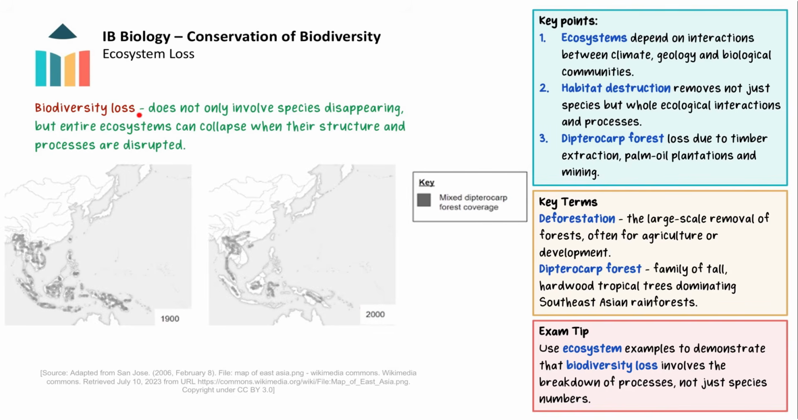Biodiversity loss does not only involve species disappearing. Entire ecosystems can collapse when their structure and processes are disrupted. A major example is the widespread destruction of mixed dipterocarp forests in Southeast Asia. These forests are among the most biodiverse terrestrial ecosystems, yet they are rapidly being cleared for timber extraction, palm oil plantations, and mining. It is important to note that ecosystems depend on interactions between climate, geology, and biological communities. Disrupting one component can destabilize the entire system.